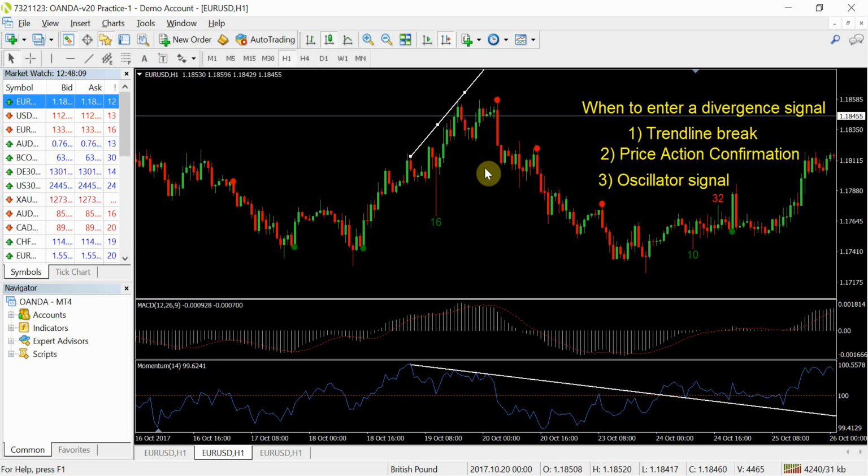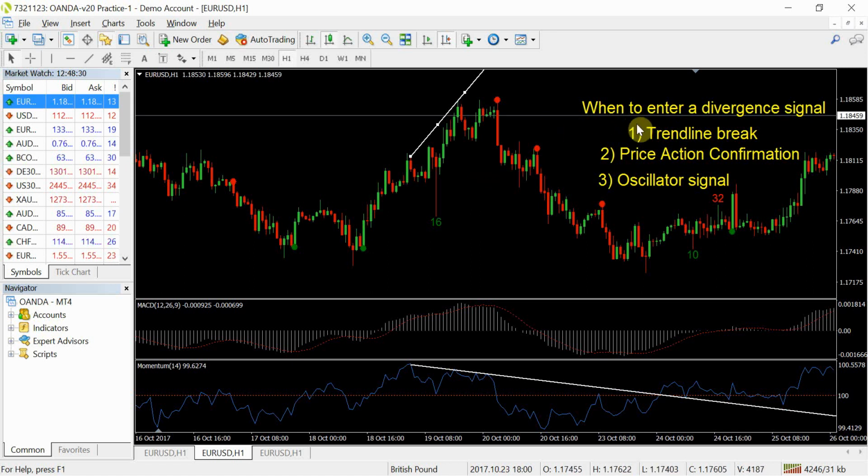Now, in this video we're going to be particularly talking about when to take a divergence signal, so when to enter the trade. Now, I'm using a previous example that I've shown in my previous videos because I think it illustrates the different types of entry methods quite nicely.